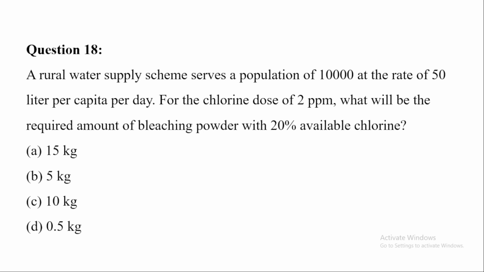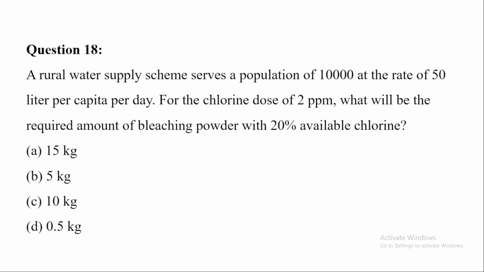So chlorine dose, what is it given? It is given as 2 ppm. ppm means parts per million. If you convert parts per million into kg per meter cube, it will be 2 into 10 raised to the power of minus 3 kg per meter cube. This is just the conversion factor. So chlorine dose is 2 into 10 raised to the power of minus 3 kg per meter cube multiplied by 5 into 10 raised to the power of 2 meter cube per day.